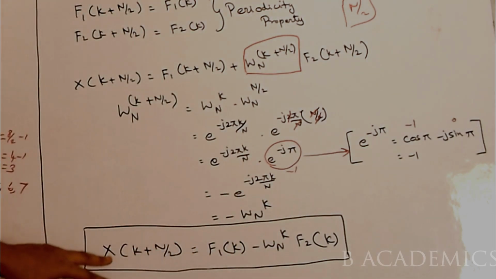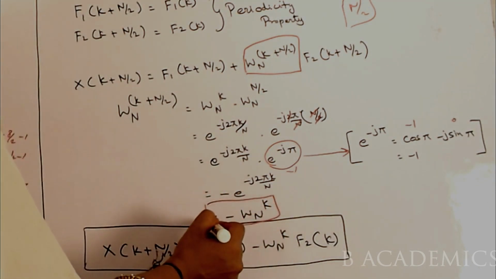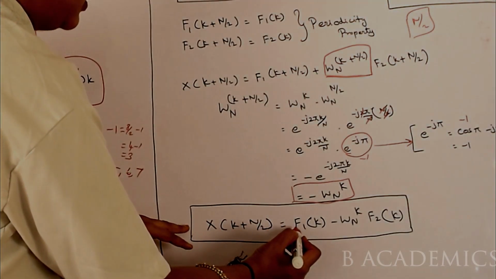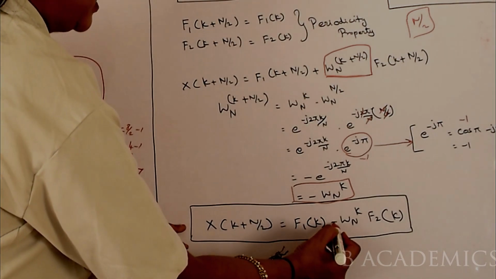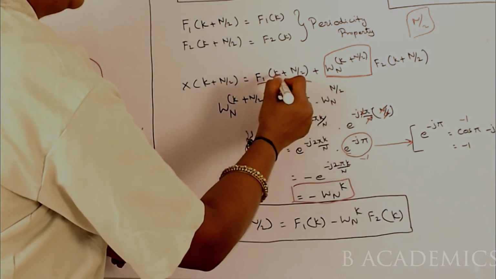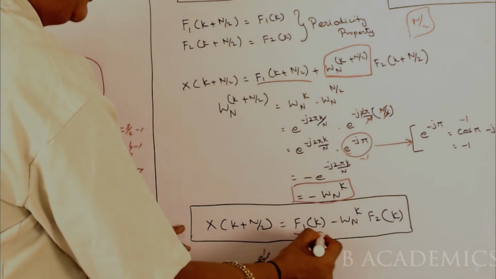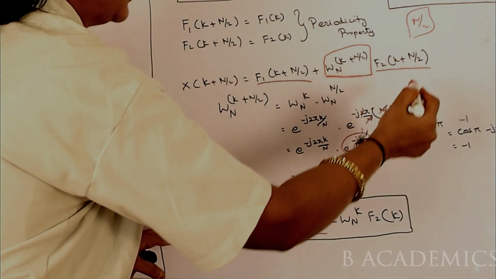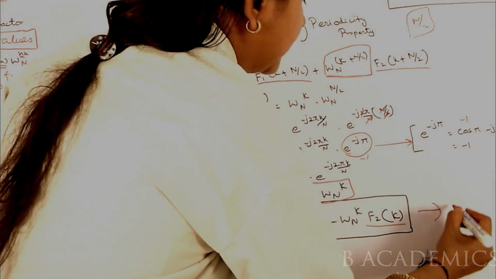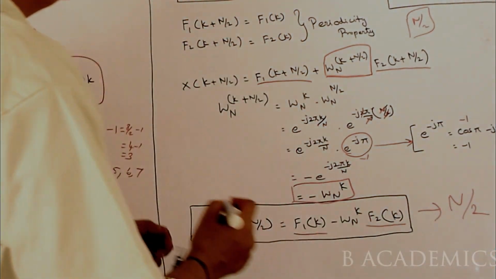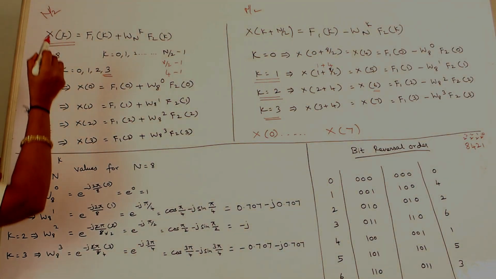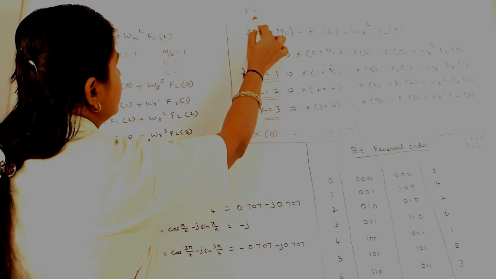So when you substitute this one in this function, you will get x of k plus n by 2 is equal to f1 of k minus W n k f2 of k. You know that f1 of k plus n by 2 is equal to f1 of k and f2 of k plus n by 2 is f2 of k. And this is for the other half of the sequence. So that's it. This is for the first half of your sequence and this equation is for the second half of your sequence.